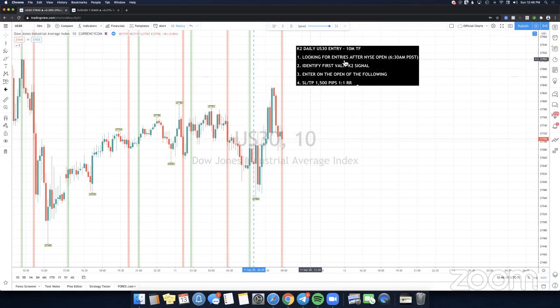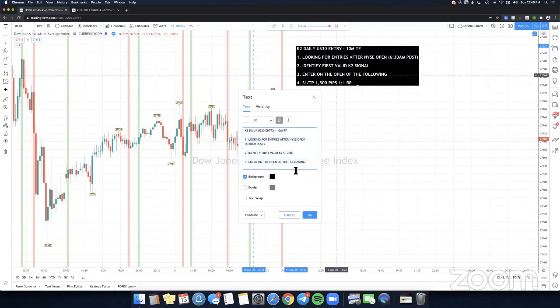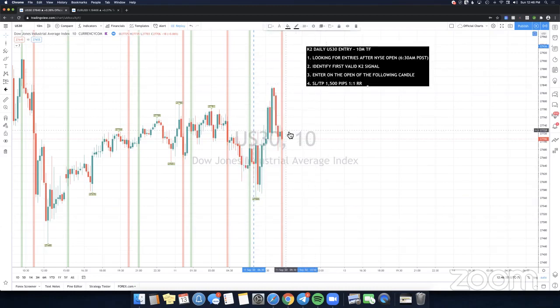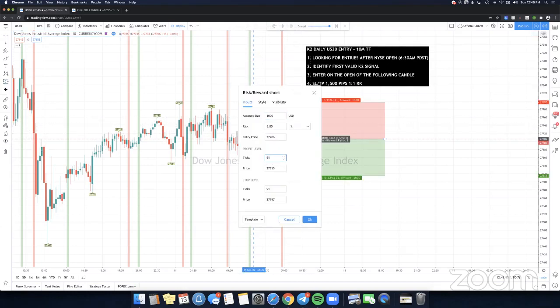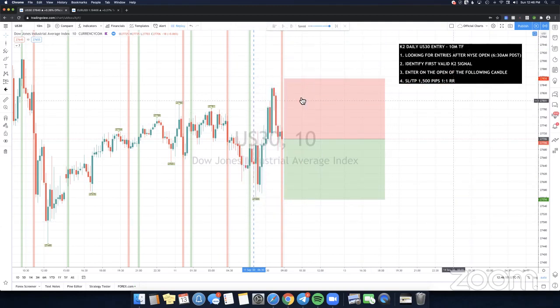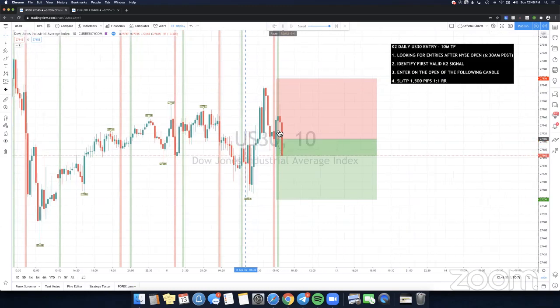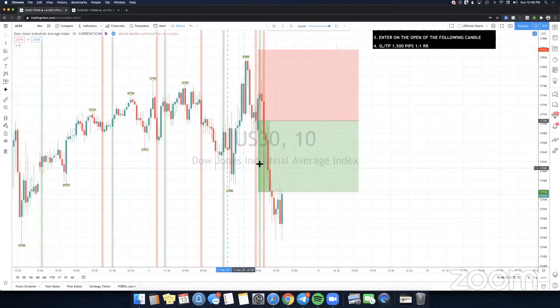So right here, you look for entries after New York Stock Exchange open, which is 6:30 a.m. right here. Next, you identify the first valid K2 signal. So right here's the first valid K2 signal. It's a red bearish candle. And then after that, you can enter on the open of the following candle. So same situation with the other strategy. Once this closes, you can enter right here for a short position. And then your stop loss will be 1,500 pips. And then after you do that, you can let it run. And there you go, full TP right there, 1,500 pips, easy.